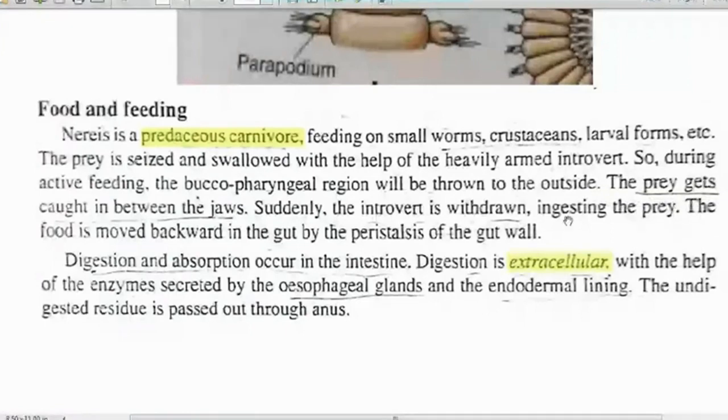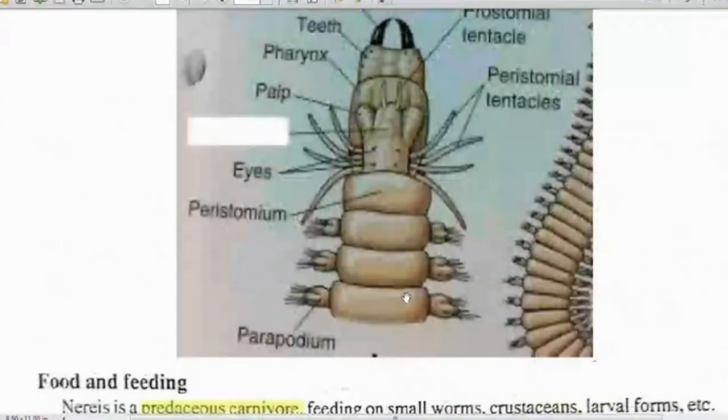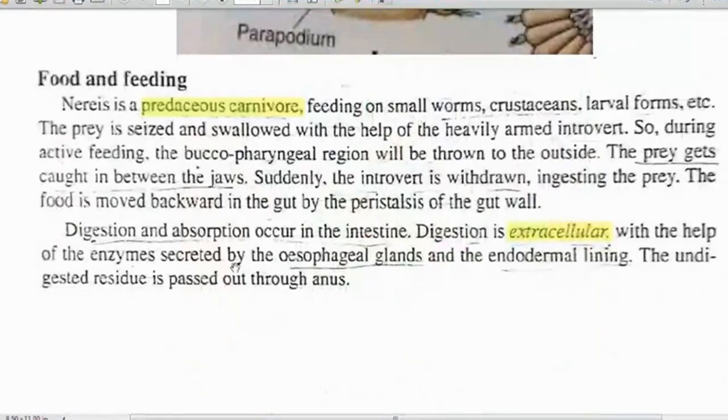The food is moved backward in the gut by the peristalsis of the gut wall. With the help of the enzyme secreted by the esophageal glands, it gets digested. And the digestion and absorption occur within the intestine.